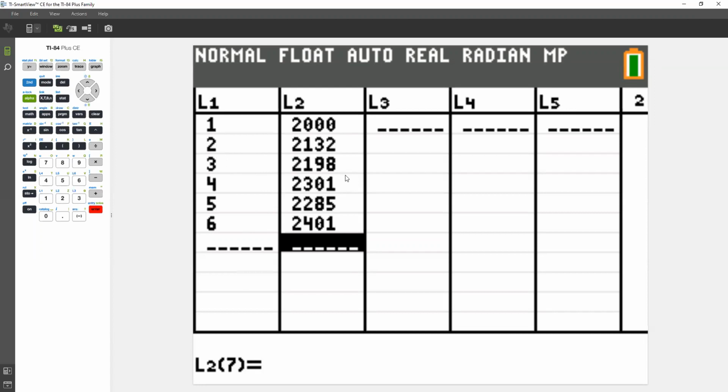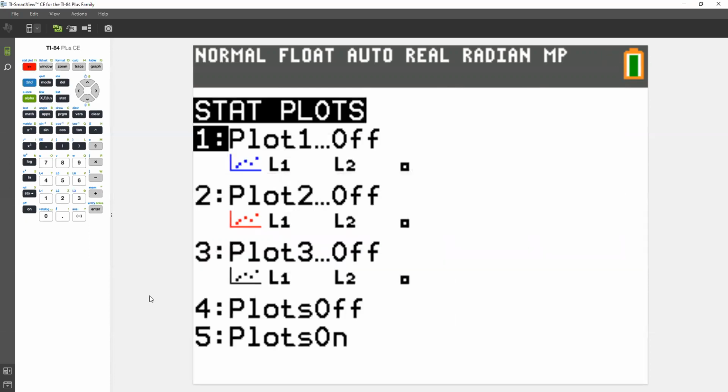So now we can see a graph of this data. To see a scatter plot, which is like a dot plot, look above the y equals. It says stat plot. So we want to do a stat plot. We're going to hit the second button and then your y equals button, which is really stat plot.